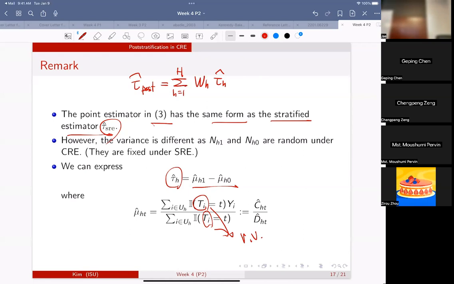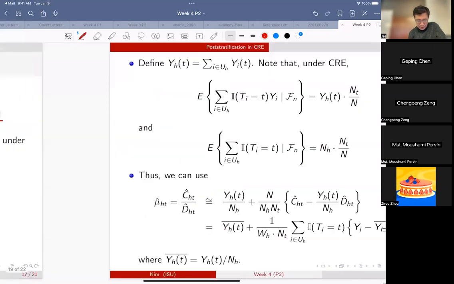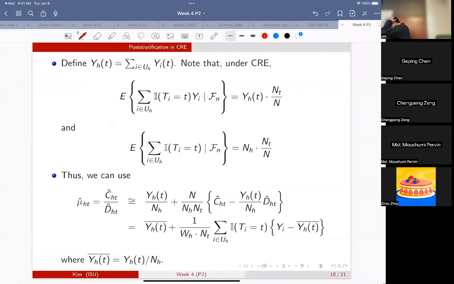So we need to do Taylor expansion. We need to apply Taylor expansion to investigate the asymptotic property of this estimator. But this is also the same ratio, right? Same ratio. We already applied the Taylor expansion to the ratio before, so we should be able to apply the same technique to get some linearization.